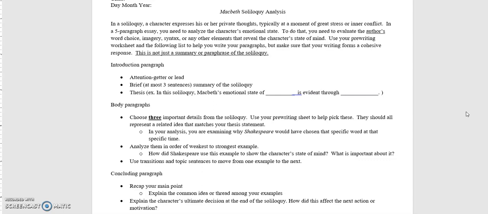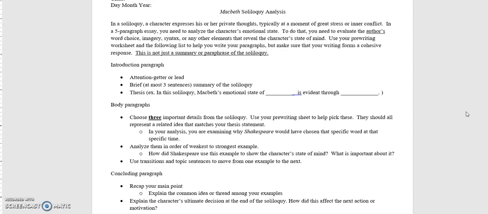In a soliloquy, a character expresses his or her private thoughts, typically at a moment of great stress or in a conflict. In a 5-paragraph essay, you need to analyze the character's emotional state. To do that, you need to evaluate the author's word choice, imagery, syntax, that sentence structure, or any other elements that reveal the character's state of mind. Use your pre-writing worksheet and the following list to help you write your paragraphs, but make sure that your writing forms a cohesive response.